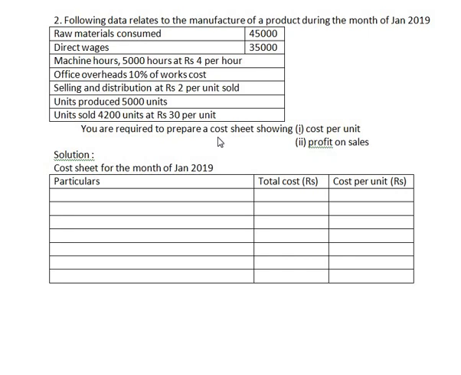Now next line, write down cost sheet for the month of January 2019. Here already they have given raw materials consumed. Raw materials consumed is nothing but direct material. Understanding? Direct material. So total cost is how much? It is 45,000.